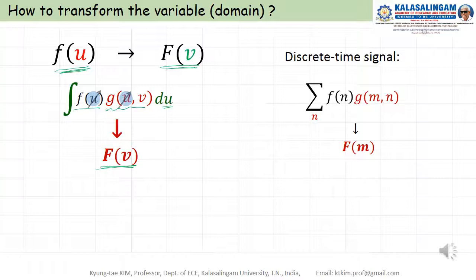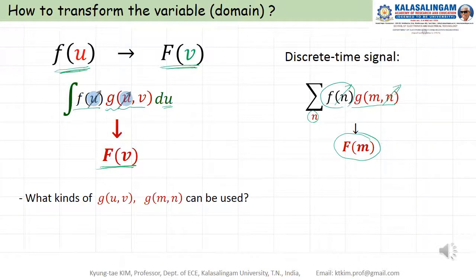The discrete-time case is also similar. f(n) is multiplied by the g function g(m,n), and then we carry out the summation through the variable n, and n will be removed. Then finally we get a function of m.